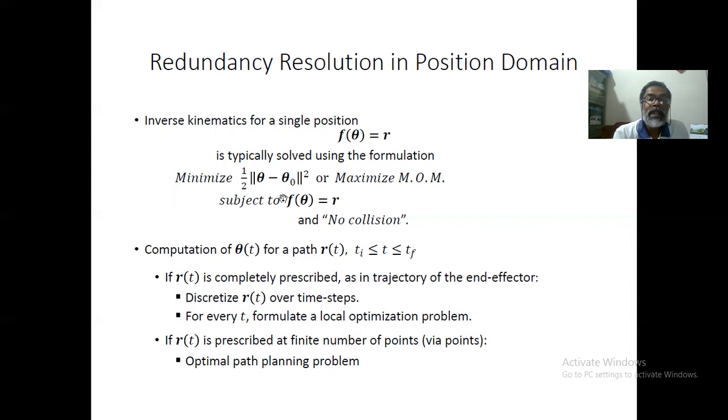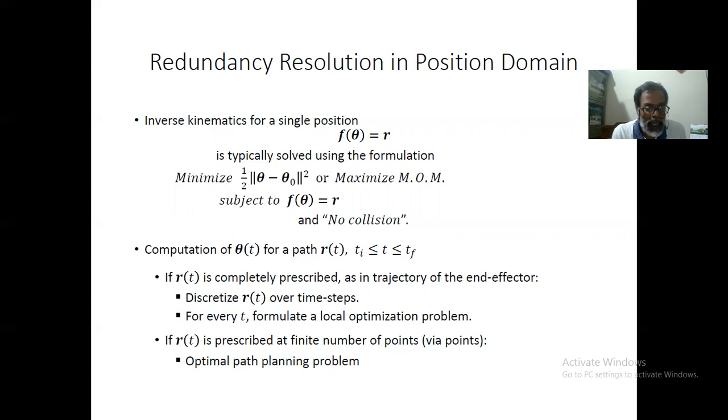Okay. The other possibility is that r of t is the path of the end effector, like a welding curve, the curve along which you have to do welding. Or it is just take this object and place it there. So only the initial point is known and final point is known, and perhaps a few via points. That is where trajectory planning comes in. So if r of t is prescribed at a finite number of points, say starting, ending, that is r at Ti, r at Tf, and in between some 2, 3 other values of t, that is via points.